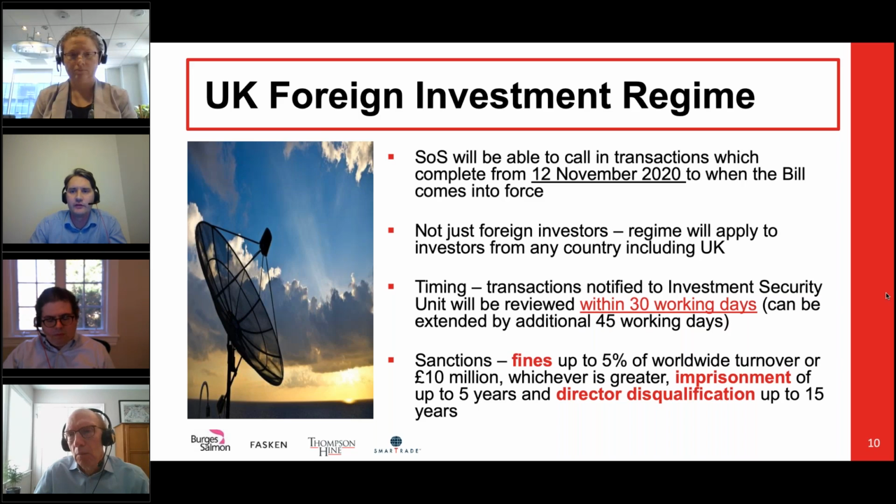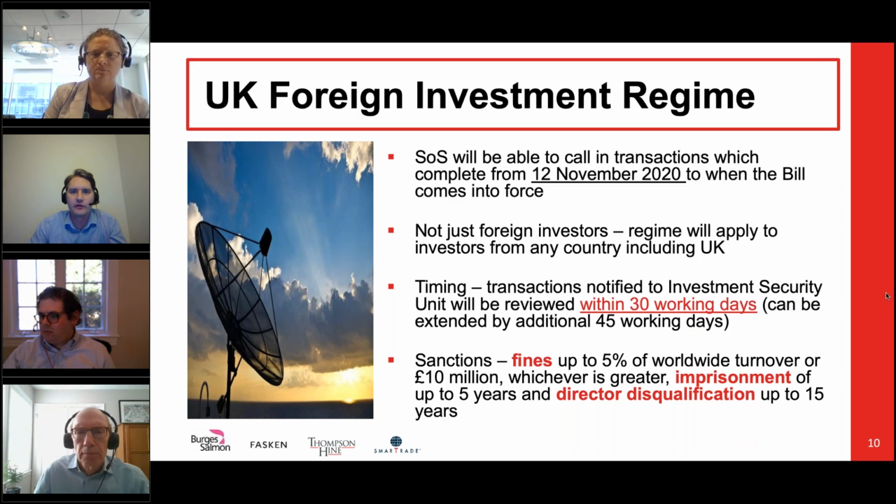The other point to note is that it's not just about foreign investors. The regime will apply to investors from any country around the world, including the UK. And the key test is whether an acquirer might be potentially hostile, even if it's based in a so-called friendly country, whether it has any potential links with other hostile states, for example.